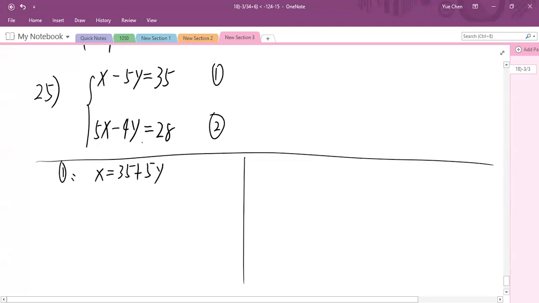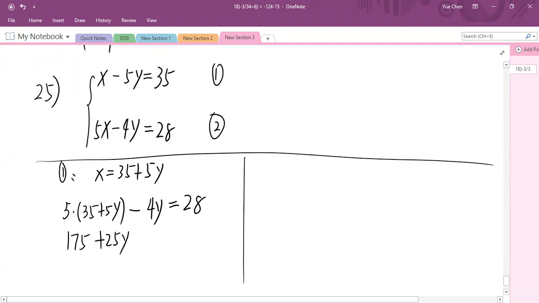Then we plug this one into equation 2. So it's 5 times (35 plus 5y). Don't forget the parentheses. Minus 4y equals 28, right? So this is 175 plus 25y minus 4y should be equal to 28. So 21y is equal to negative 147. So y equals negative 7.